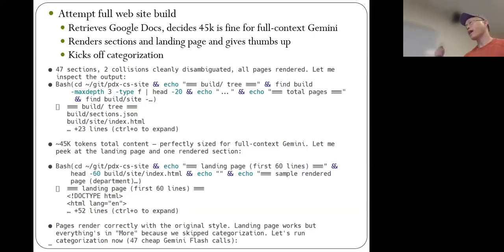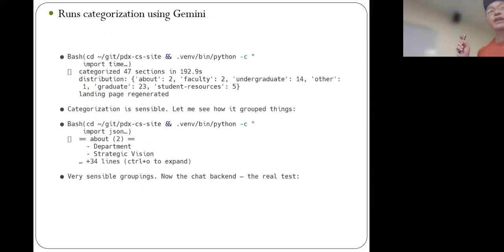And then if you add the Playwright skill, it will actually bring up a web browser and navigate the pages as a testing piece of this. So then the pages render correctly with the original style and the landing page works. But because the model didn't do the categorization step, it didn't call that script, everything is in the more category on the landing page because there was no categorization. So then it fixes that.